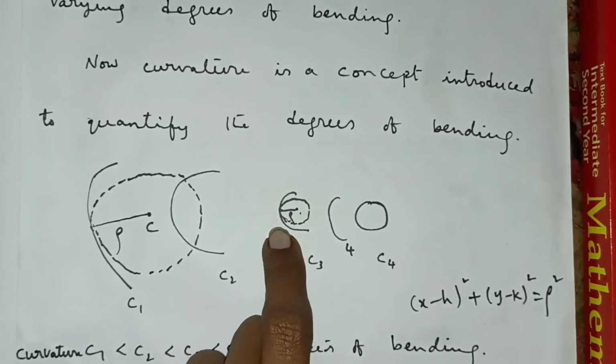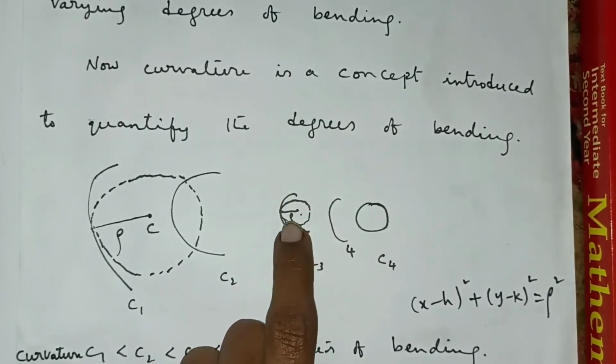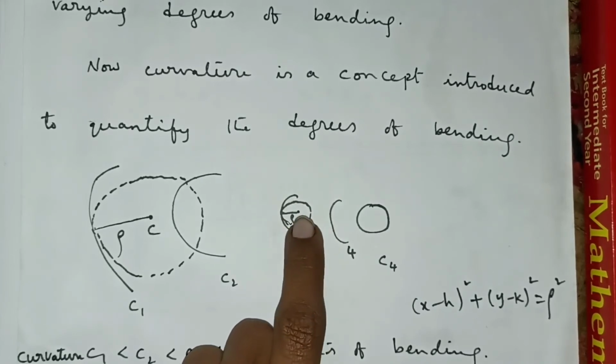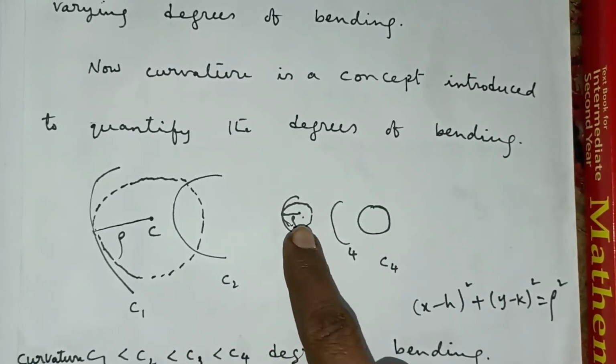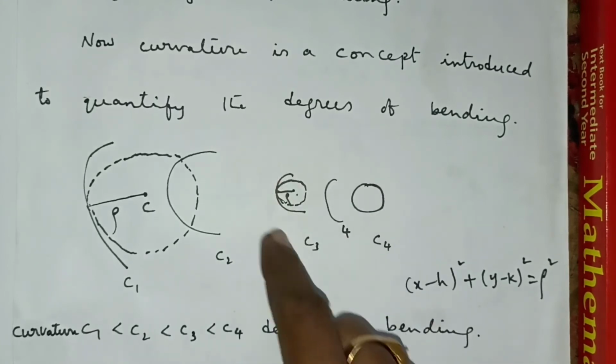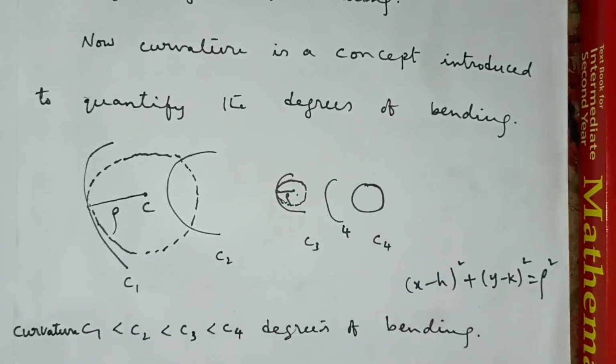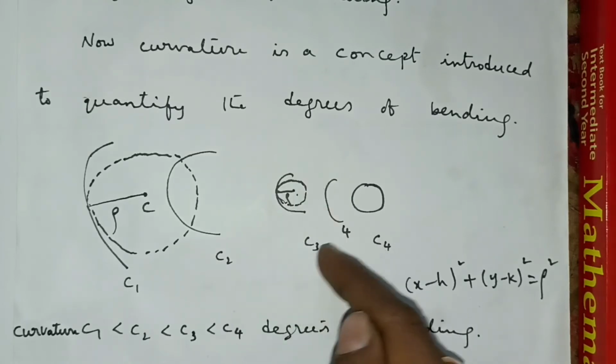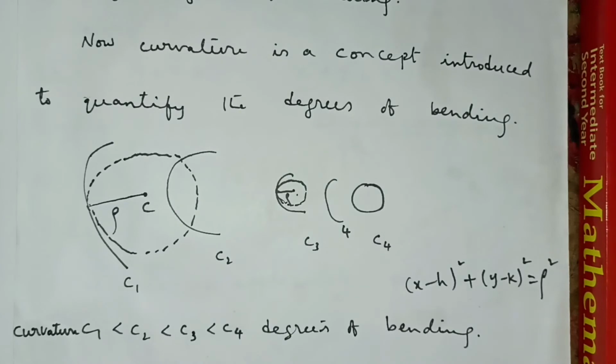At one point or two points, if you extend those points, you will get one circle. To that circle you will get one center and one radius. That means it has more degrees of bending, more curvature. If it has more degrees of bending, you will get a small circle. If you get a small circle, you will get a small radius of curvature.